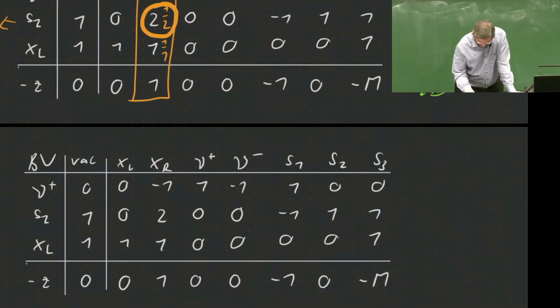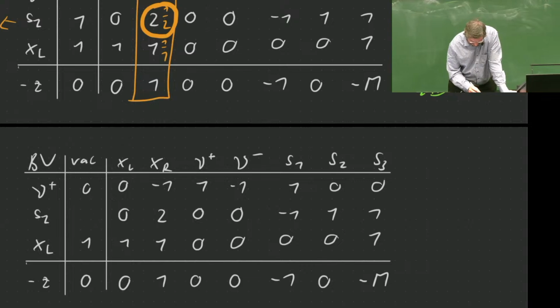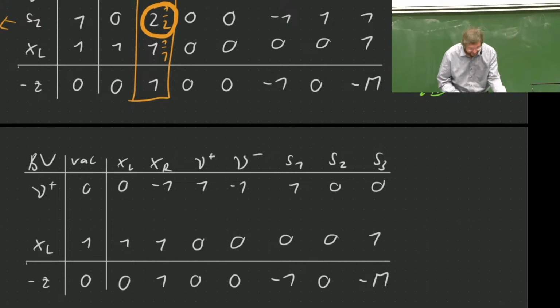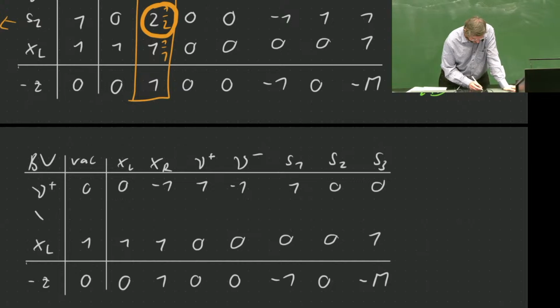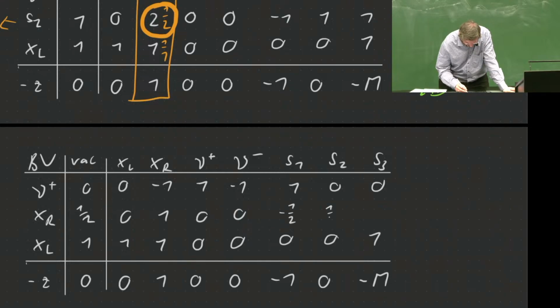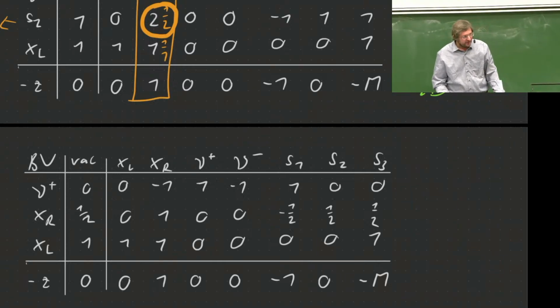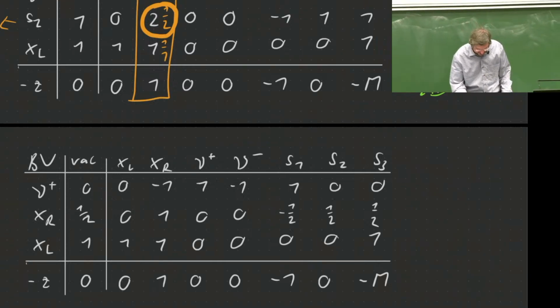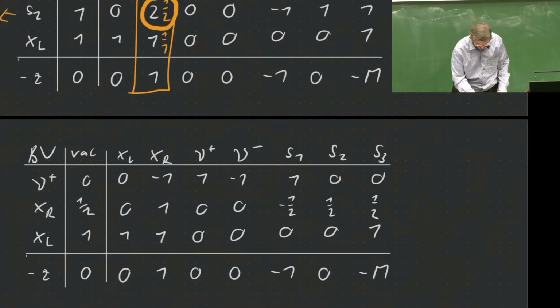All right, so let's start with the new row 2 first. Again, we divide everything by 2. New basis variable is XR. Value is 1 over 2 now. Here we get a 0, here we get a 1, 0, 0, minus 1 over 2, 1 over 2, 1 over 2. Now we can just take this new row and do the additions and subtractions. Maybe that will be a little easier.